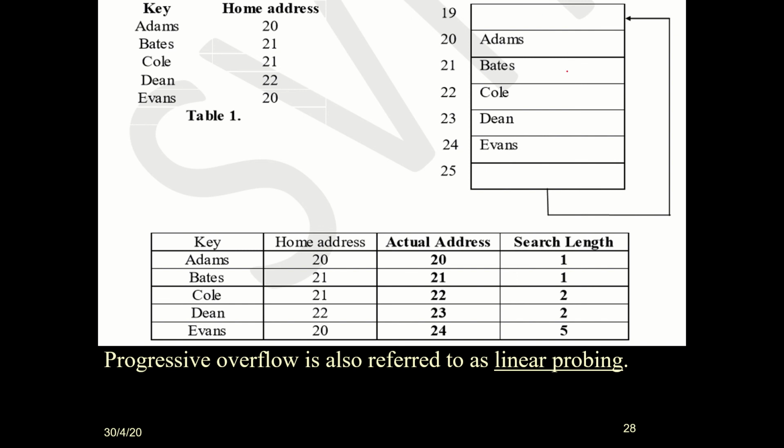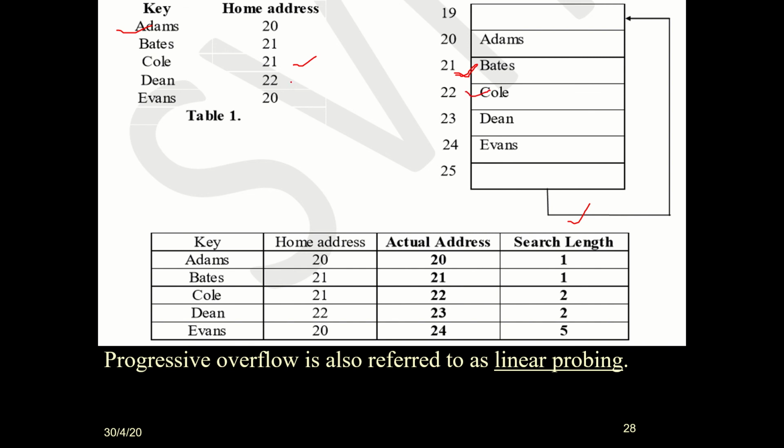Here you can see the set of memory which is available for usage, and you see a wraparound which is used for moving to the top of the addresses, so that you can fill up the space. Now we consider Adam. If Adam is a key, the home address is 20, so we go straight away and fill it in 20. Bats, the home address is 21, you fill it up here. Next is Cole with 21. In 21, Cole cannot be placed because it is already filled. So what do we do? This space is empty, so we fill it up in 22.